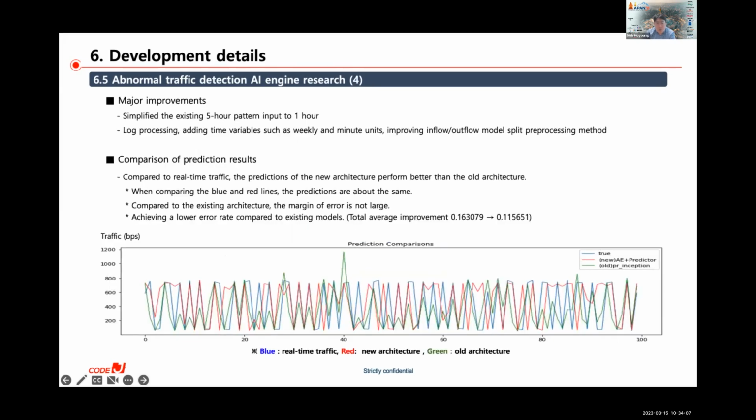Major improvements are simplifying the existing 5-hour pattern into 1 hour and adding log processing and time variables such as weekly and minute units. We also improved the split processing and pre-processing for the inflow-outflow model. This figure is a composite graph of the prediction results. Blue is the real-time traffic, red is the new model's prediction line, and green is the old model's prediction line. The new model prediction has a smaller error range compared to the old model, and it is confirmed that the prediction error is slightly improved.